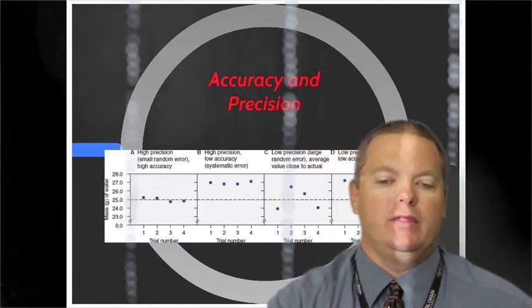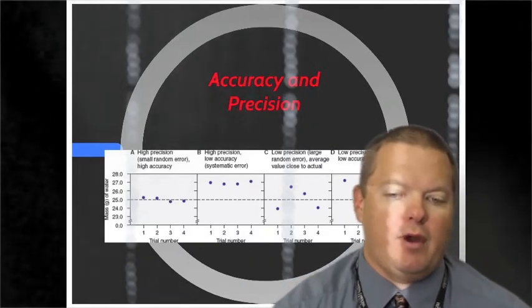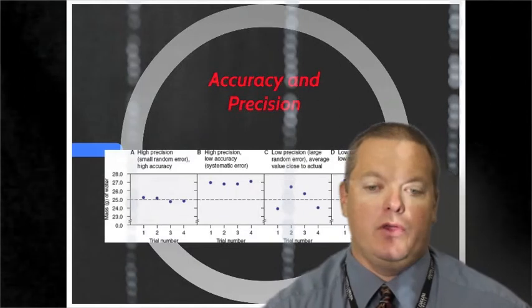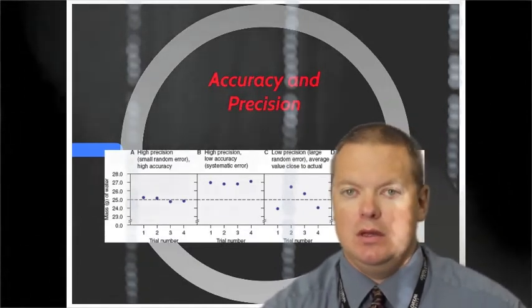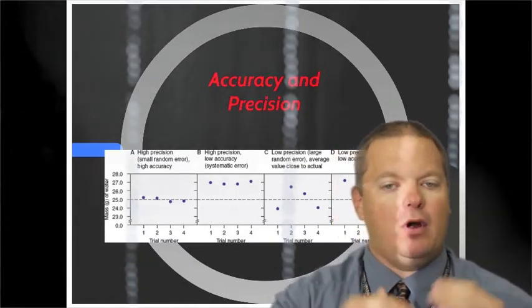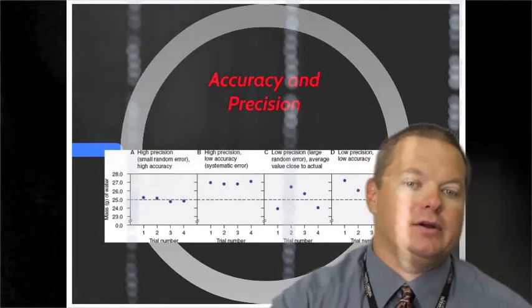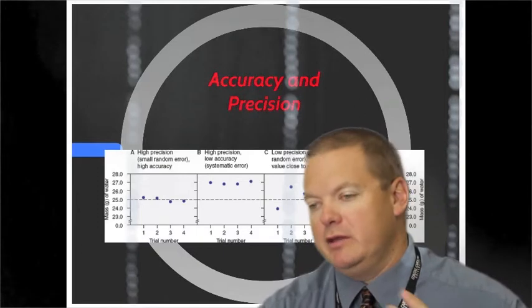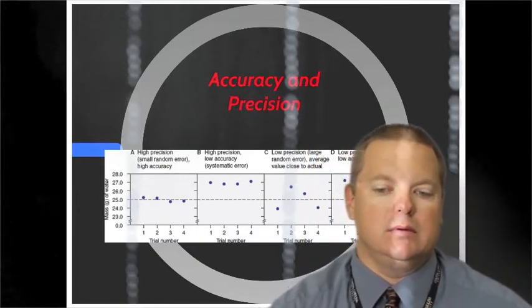So if we look at example A in this diagram, we see that we are both accurate and precise. All the numbers are close to what they should be, that dotted line, and they're all close to each other. So we have high accuracy and precision, which means we are probably dealing with very small errors.